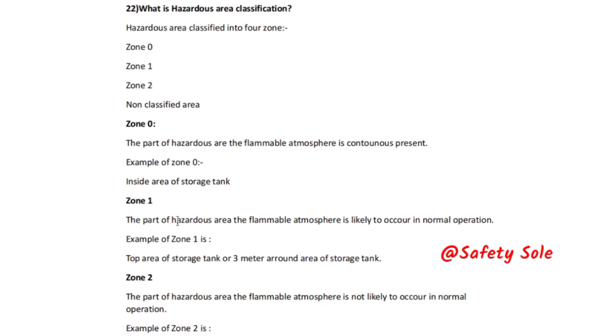What is hazardous area classification? Hazardous area is classified into four zones: zone 0, zone 1, zone 2, and non-classified area. Zone 0, the part of the hazardous area where the flammable atmosphere is continuously present. Example of zone 0: inside area of a storage tank.